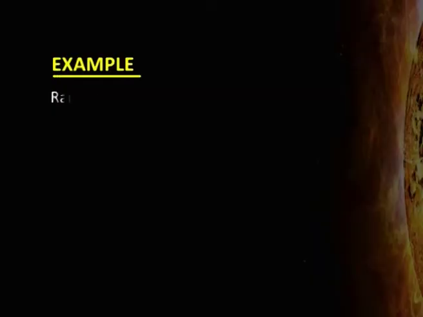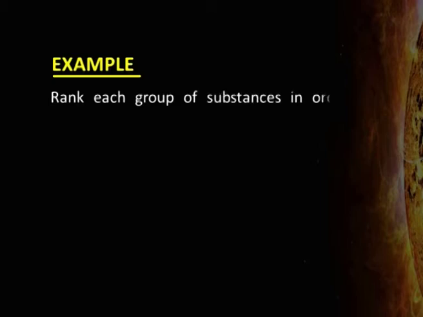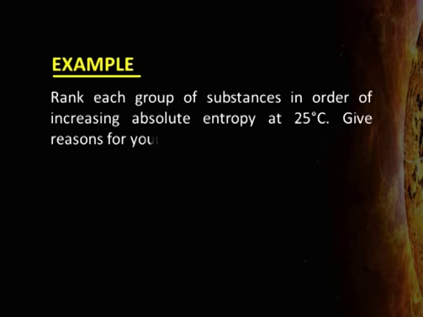Now we have an example in which you can arrange the entropies of different substances in order. Rank each group of substances in order of increasing absolute entropy at 25 degrees Celsius and give reasons for your ranking. First group is liquid mercury, solid mercury and gaseous mercury.